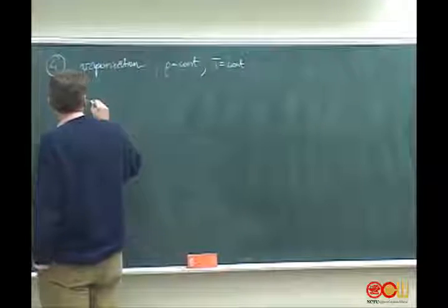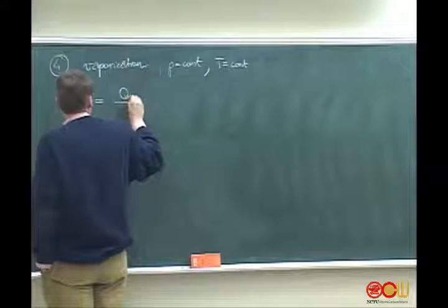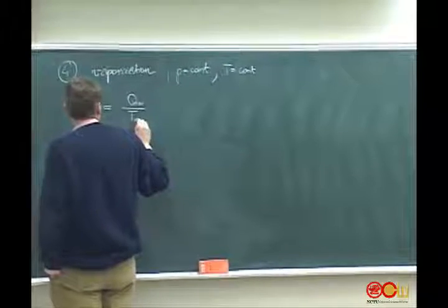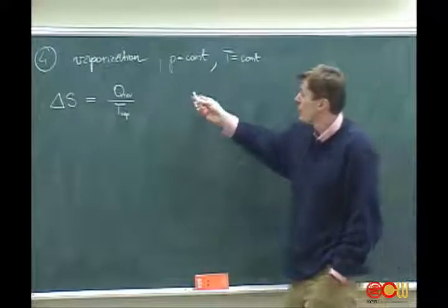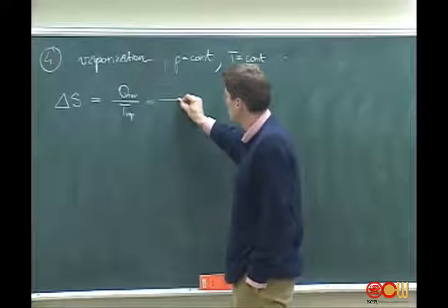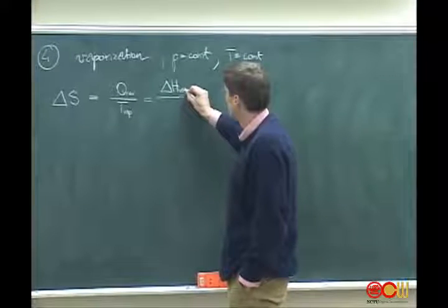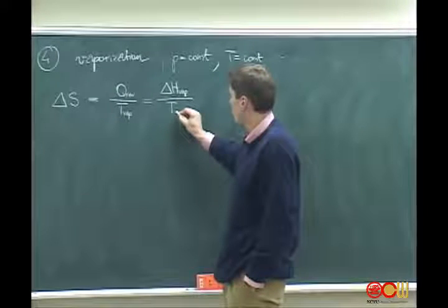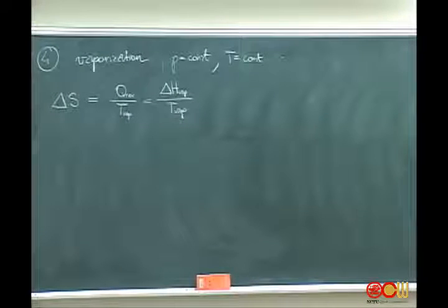So what you have is the amount of heat added to the system in the reversible way divided by the temperature of vaporization. But now, this is happening at constant pressure. You know that at constant pressure, the heat given to the system is nothing else than the change of enthalpy. So it's called vaporization enthalpy that you take from the tables. So it's very easy to calculate this entropy of vaporization.